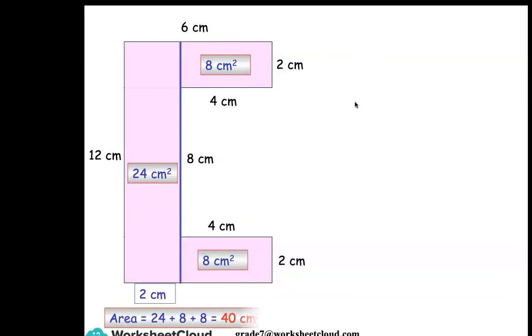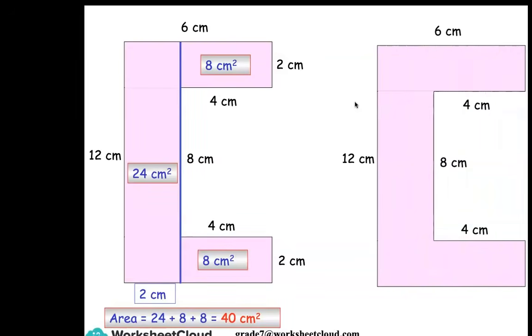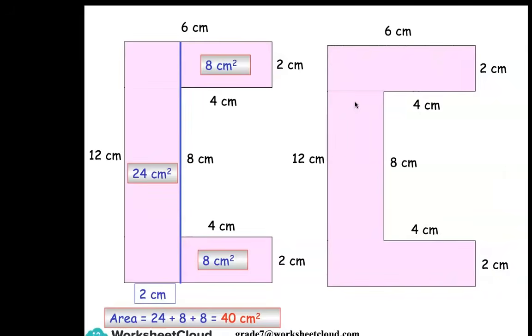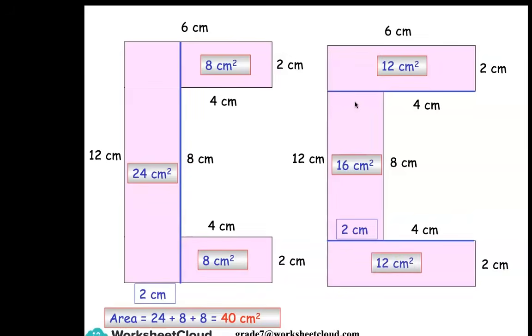Then you just need to add the totals together, 24 plus 8 plus 8, and that will give you 40 centimeters squared. The second way of working out this compound shape would have been to split it into those 3 rectangles. Now you can work out the middle one is 16 centimeters, 8 times 2. The top rectangle would have been 12 centimeters squared, 6 times 2, and the bottom one would have been identical. Then if you add up those areas, you still get 40 centimeters squared.